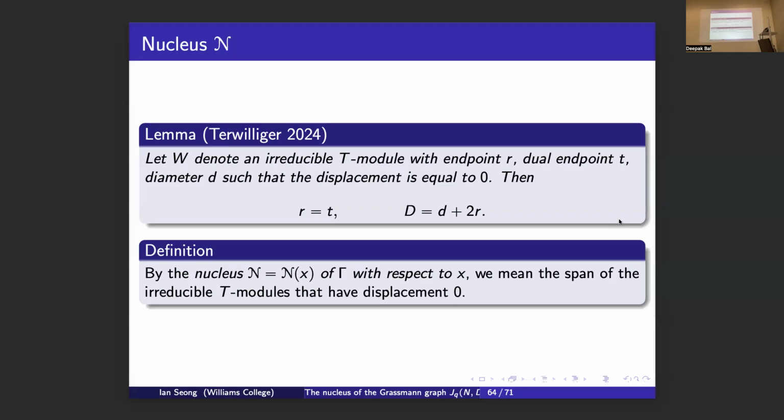Now we're ready to define the nucleus. By the nucleus denoted by N of gamma with respect to x, we mean the span of the irreducible T modules that have displacement 0. So basically, we're collecting all the irreducible T modules that have displacement 0, the ones that are symmetric, and then we smush them together, and then we form a nucleus.